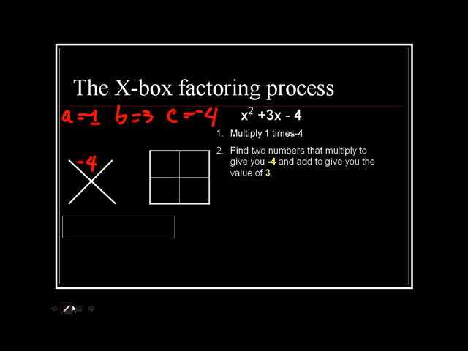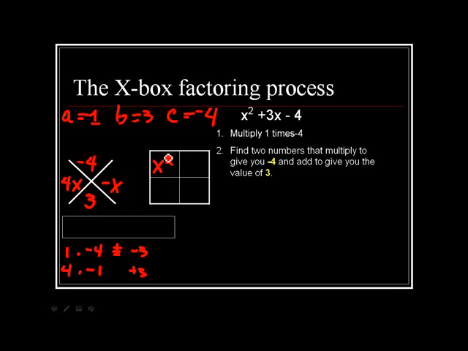We can just list our factors of negative 4. 1 times a negative 4 gives you negative 4, but it adds to a negative 3. 4 times a negative 1 gives you a negative 4, and it adds to a positive 3. So that looks good. So we're going to put our b down at the bottom of our box, and our new factors become positive 4x and negative x. So we put these in our box.